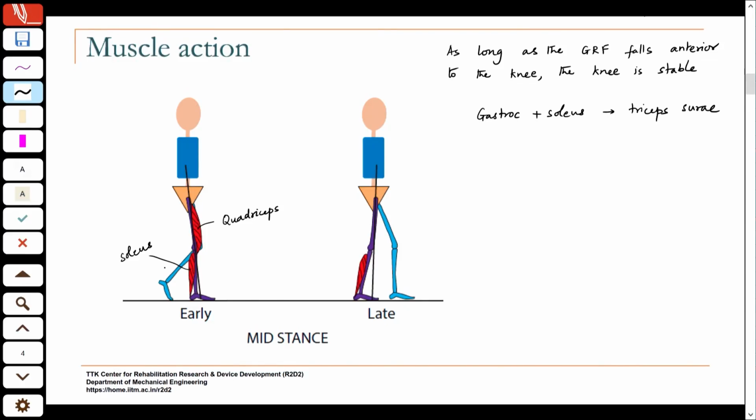The goal is to advance the center of pressure to the forefoot, from the flat foot as you are moving, and that action is accomplished by the soleus muscle.